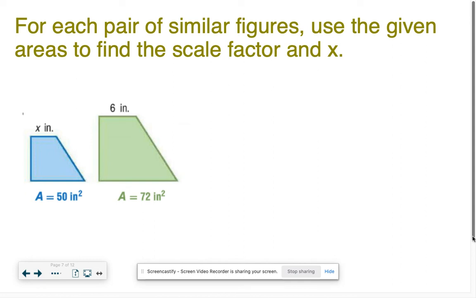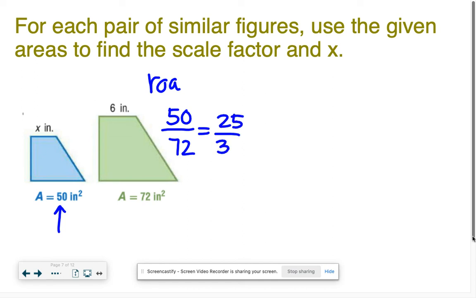So this time, instead of starting with our scale factor, we're going to start with the ratio of our areas. And again, I'm going to put the smaller one on top. So what's the area of the smaller one? Well, they're telling us it's 50. The area of the bigger one is 72. And you do want to see if you can reduce because it will make your life easier. So I'm thinking, what number goes into 50 and 72? 2 does. I think 2 might be the only one. So if we reduce these both by 2, we'll get 25 over 36.